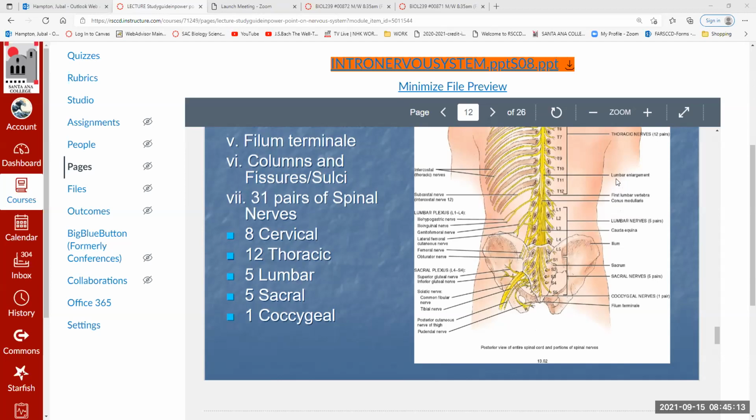And so what is it? These enlargements are high densities of cell bodies. So these are areas where there's a higher concentration of neurons. And the presence of these neurons makes that spinal cord segment swell up just a bit larger than the rest of it.